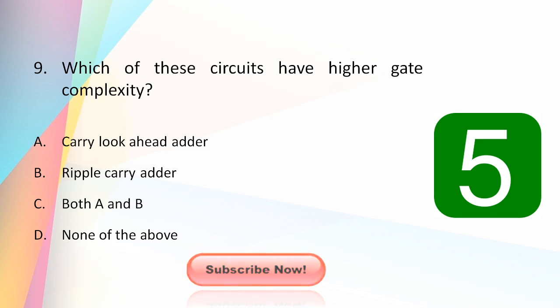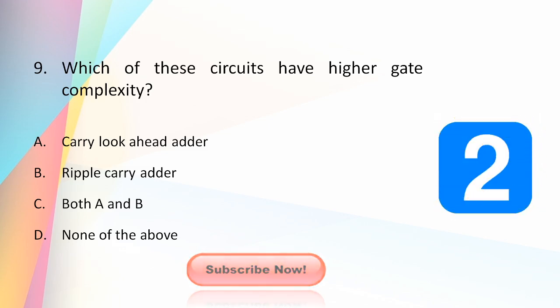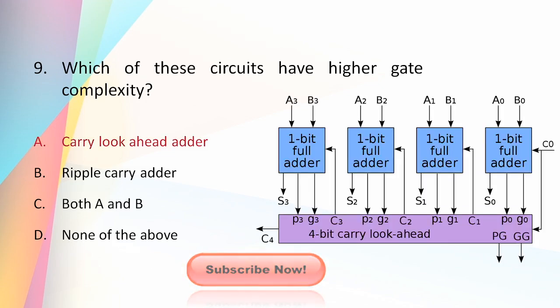Which of these circuits have higher gate complexity? Carry look ahead adder, ripple carry adder, both A and B, none of the above. The answer is carry look ahead adder. So the carry look ahead adder has complex gate circuits when compared to the basic ripple carry adder.